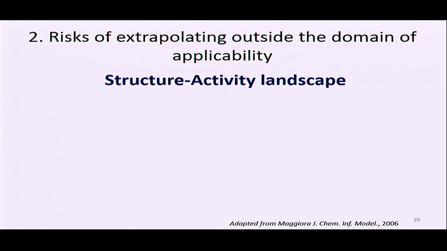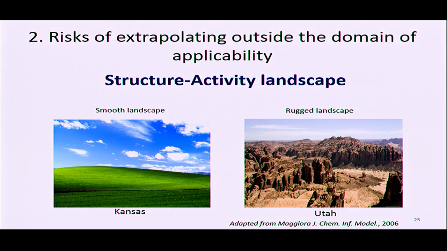So I want to borrow a concept from the QSAR field, and that's structure-activity relationships. Kansas is very flat. Bryce Canyon is very not flat. You could conceive of taking a walk in this field with your eyes shut, just breeze, sun on your face. You wouldn't want that same experience here.